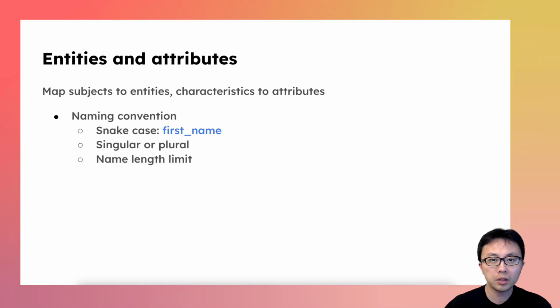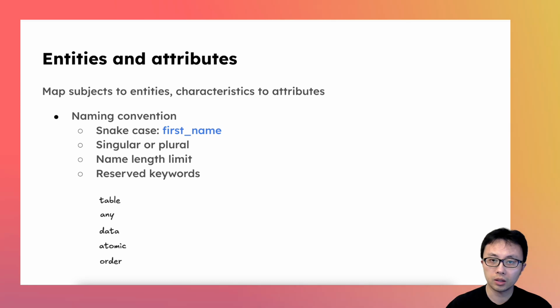Next, the upper limit of name length. Many database systems have limits on column name lengths. MariaDB, for example, limits column names to 64 characters. If you have such a column name, you should shorten it. Last, you should make sure that you are not using any of the reserved SQL keywords as names. Some of the common reserved keywords include table, any, data, or order. The list goes on and on.